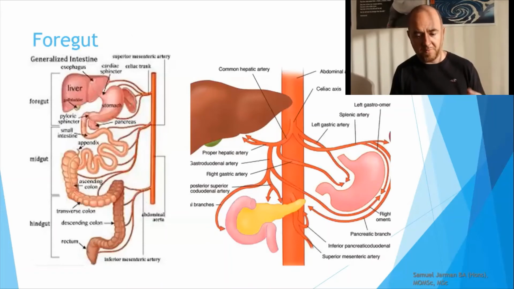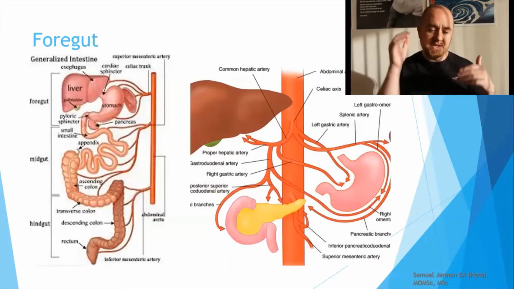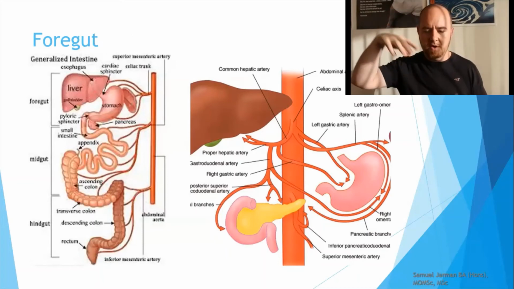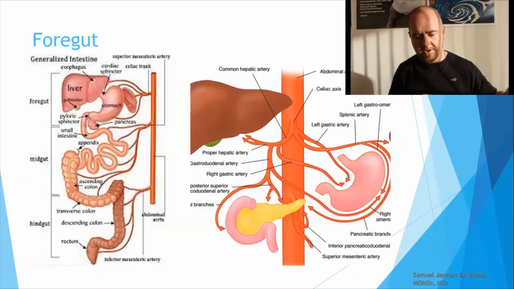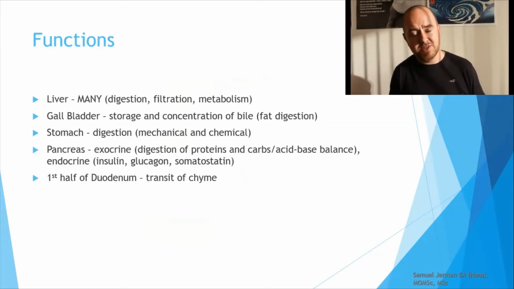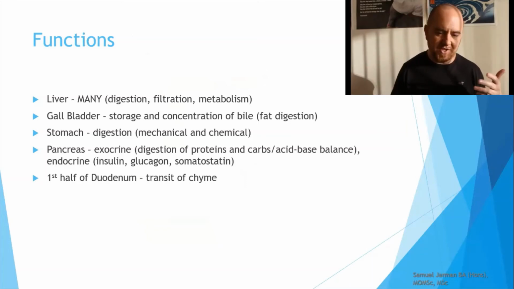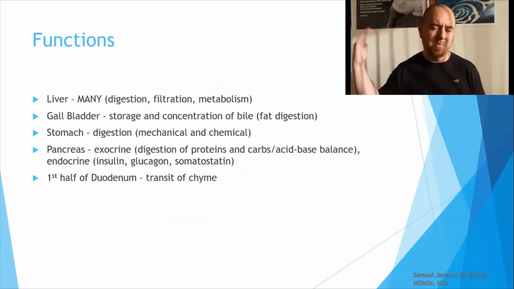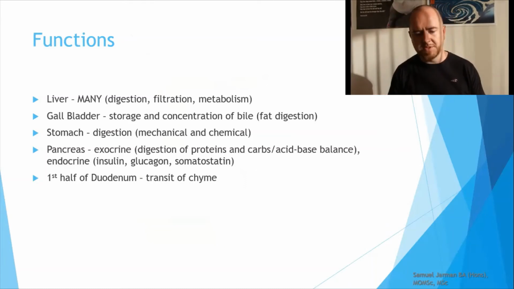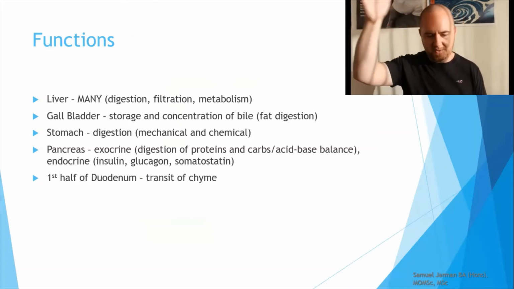The foregut, as we noted, has the celiac axis or celiac trunk, giving off branches to the liver, the gallbladder, the pancreas, the first half of the duodenum, the stomach, and the spleen. As far as the functions, the liver obviously has many, many functions. You'll see different numbers associated with it, but we can very superficially say broadly digestion, filtration of blood, and also blood pressure regulation to some degree, as well as metabolism.